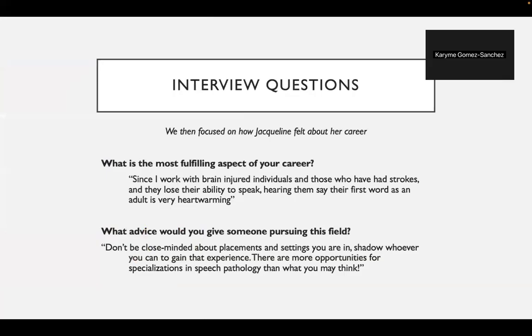And that leads us to what aspect of her career that she finds the most fulfilling. She went on to say, quote, "Since I work with brain injured individuals and those who have had strokes and they lose their ability to speak, hearing them say their first word as an adult is very heartwarming." This was definitely one of the most standout responses that I got from her, and it's something that we kept talking about just because I found that so fascinating.